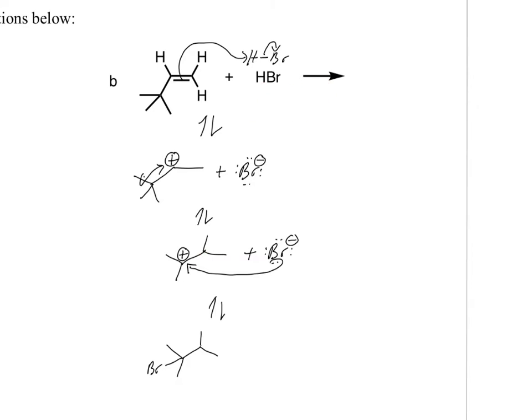Again, no polar protic solvent, just the Br minus. So lone pair from bromine goes there. Gets our final product. Again, we ask ourselves, did we make any enantiomers? Did we make any asymmetric centers? We did not. This carbon has 2 methyls and this one has 2 methyls, so there's no sp3 hybridized atoms with 4 different things.